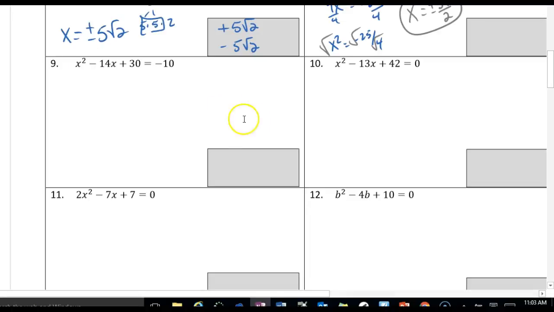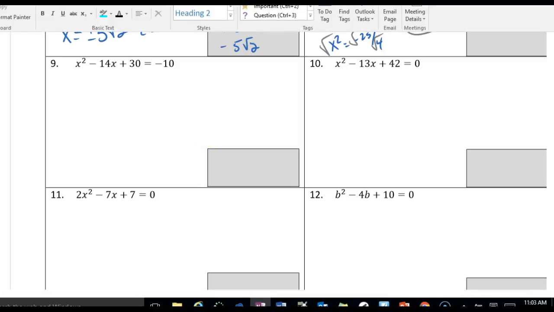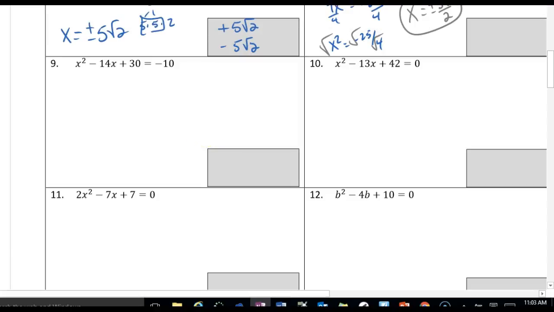All right, now numbers 9 and 10 here. Again, we're solving by any method possible, so it doesn't make a difference at this point. You could solve by factoring if you can. You can solve by taking the quadratic formula, or you can solve by completing the square. Personally, I'm going to see if it's completing the square first, because that is the most efficient method that I have.